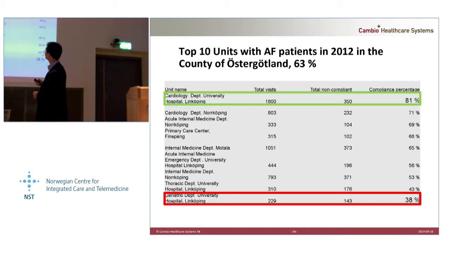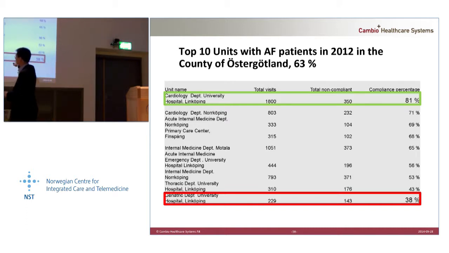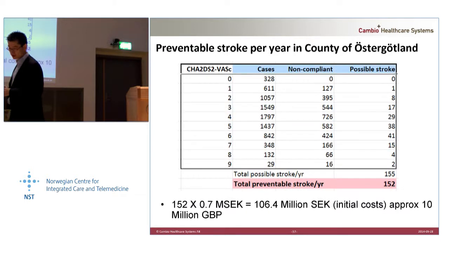I need to speed up a little bit here. You can see that there's a huge deviation between the cardiology department, the geriatric department, and the surgical department in terms of compliance with stroke prevention in AF. And you can see that even between the regional cardiology department and the university hospital. And because of this risk stratification instrument, we can estimate how many strokes we will get in a year for those non-compliant patient groups in AF.